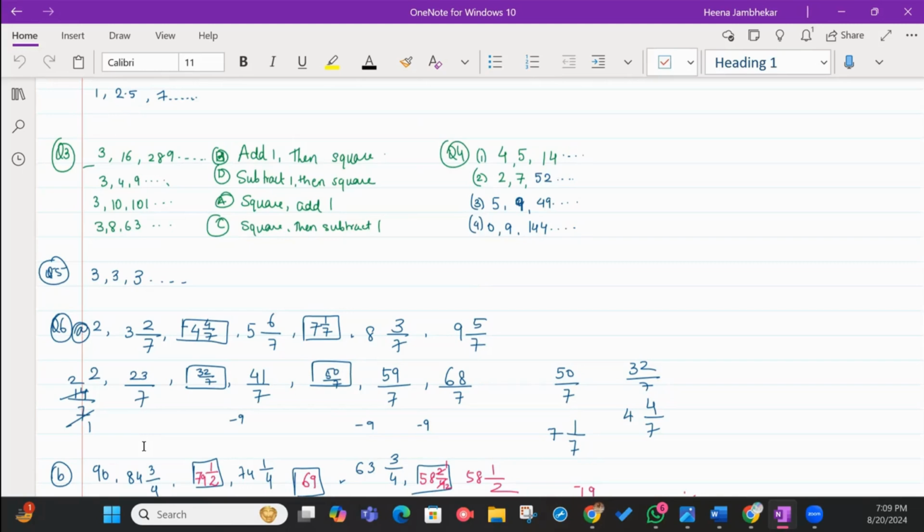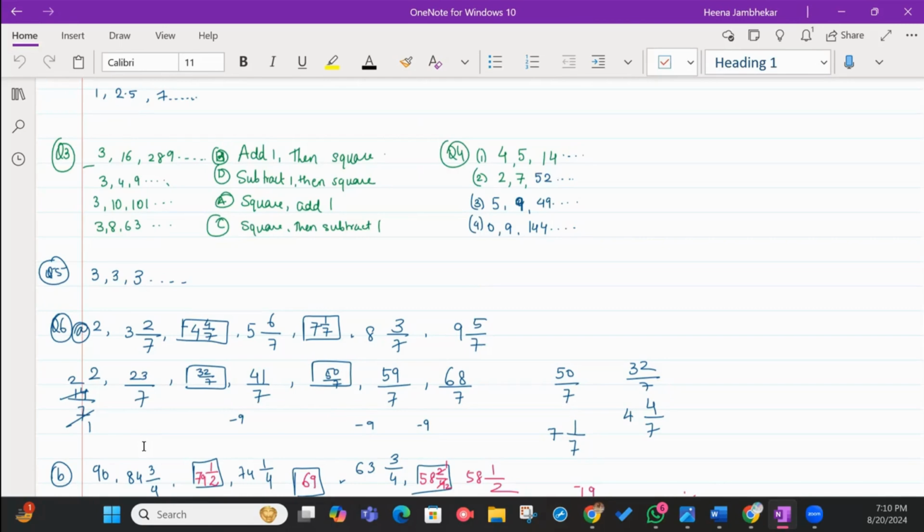So do you understand what we have to do? How do we get the next term? Now, those who have not understood, see, 23 upon 7 minus 2 will give me what? 9 upon 7. Are we understanding this?